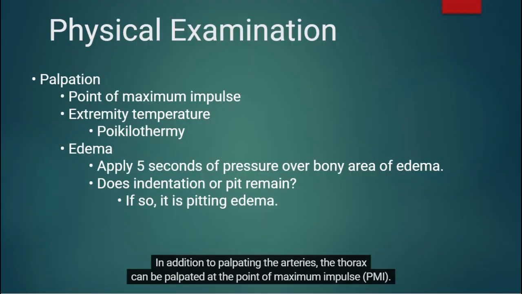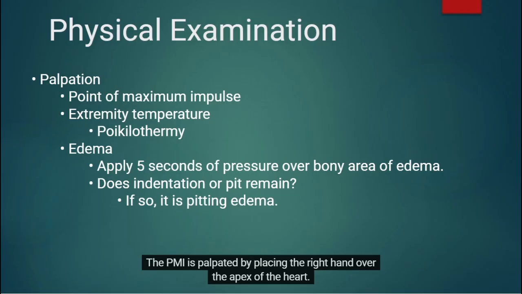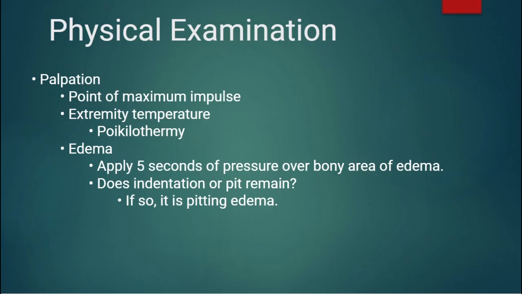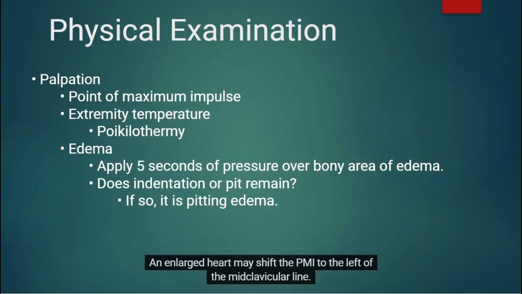In addition to palpating the arteries, the thorax can be palpated at the point of maximum impulse, PMI. The PMI is palpated by placing the right hand over the apex of the heart. If palpable, a thrust is felt when the ventricle contracts. An enlarged heart may shift the PMI to the left of the midclavicular line.